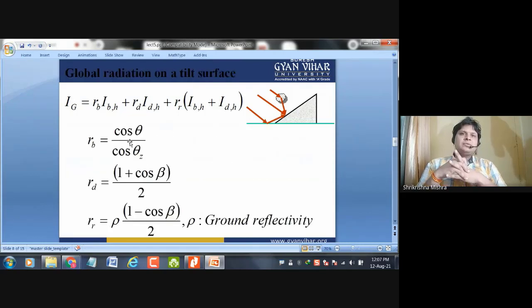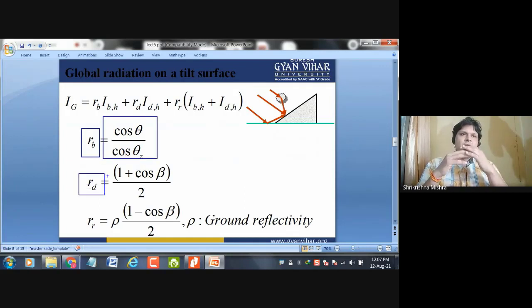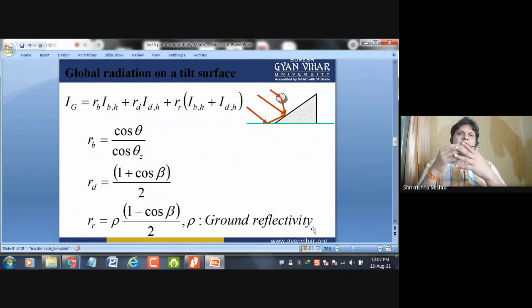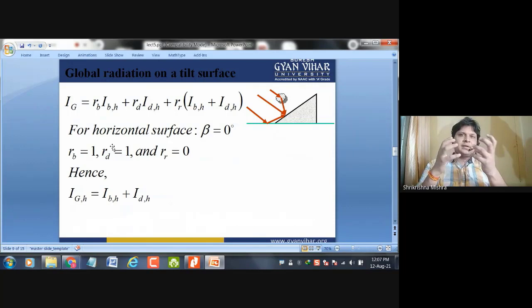Then after, students, one more thing: how you will calculate the factor. For beam radiation, the factor is cos theta upon cos theta z. The diffuse radiation factor is (1 plus cos beta) by 2, and the third one, the reflected factor, is rho into (1 minus cos beta) upon 2, where rho is the ground reflectivity. All right. So you should also know the angles used in this formula.